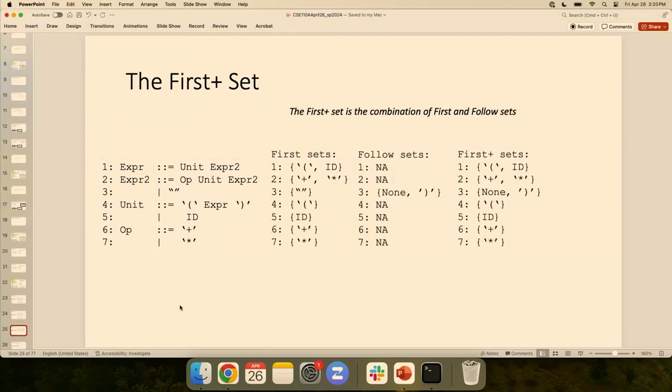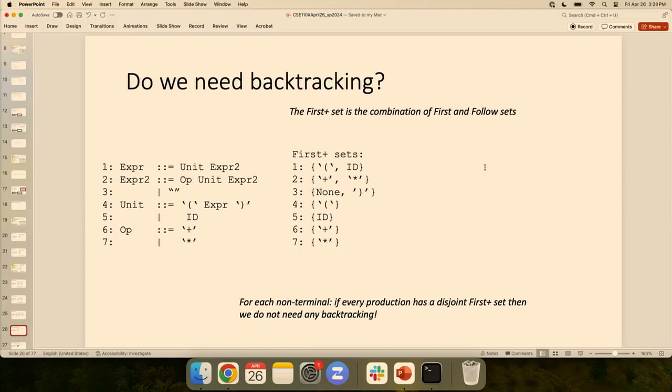And what you can do is you then can merge those. You take a union of the first sets and the follow sets, and you get what's called the first plus sets. So again, that's in your book, and what we'll be using to make our parser. Now, what you do is you look at each non-terminal. If every production option has a disjoint first plus set, then we do not need any backtracking. So for example, for expression, here's the first plus set. We only have one, so if you only have one, that's fine.